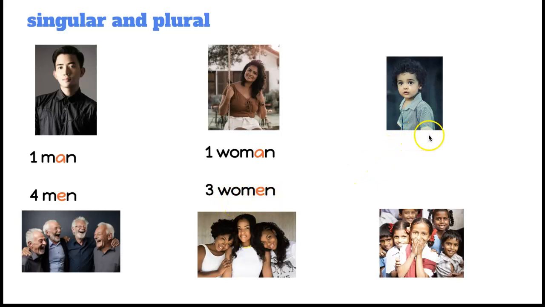And the third noun we will talk about is child. This is one child. But if there is more than one child, we say children. There are six children. We add an R-E-N, but no S.